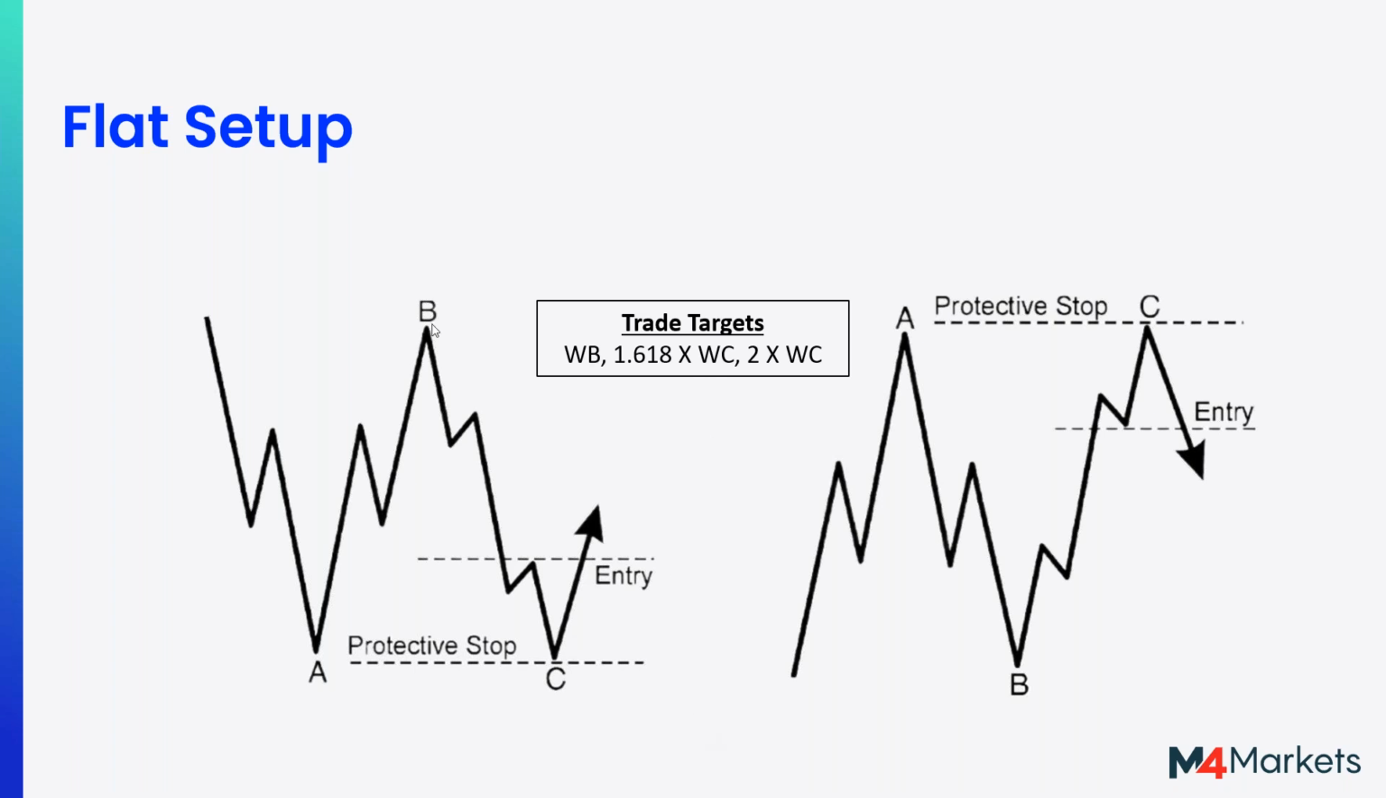Targets: the wave B, of course, first, up here all the way to the top, 161 of wave C, which is this one, all the way up, and then 2 times of that, which is kind of the measure. You can call it the Fibonacci anti-retracement if you want, or inverse retracement, or call it what you want.